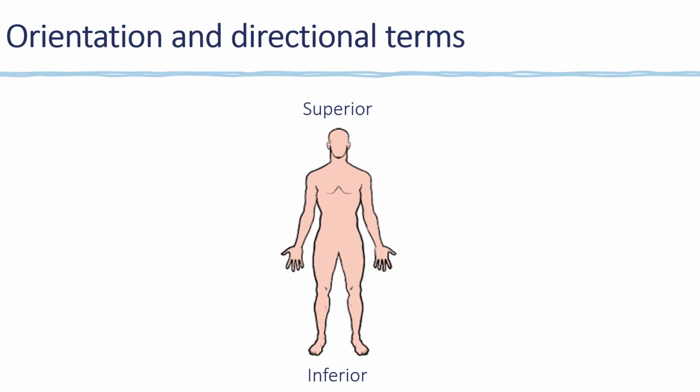So we use orientation and directional terms when we're trying to describe body or segment positions with respect to each other or to other objects. So the term superior is used to describe something that is above or closer to the head, whereas the term inferior is used to describe something that is below or farther away from the body. So here you can say that the upper body is superior to the lower body, or that the legs are inferior to the arms.